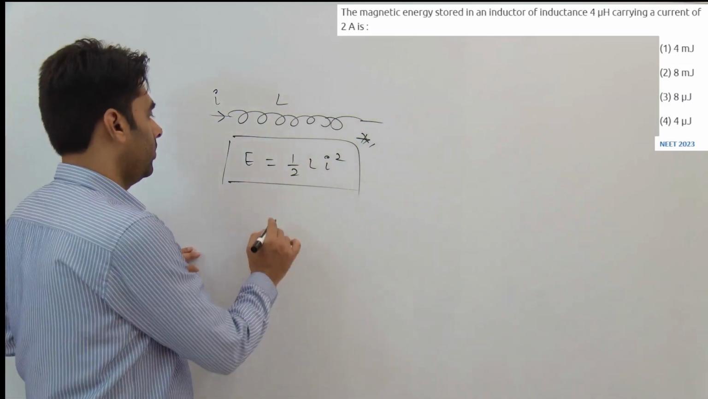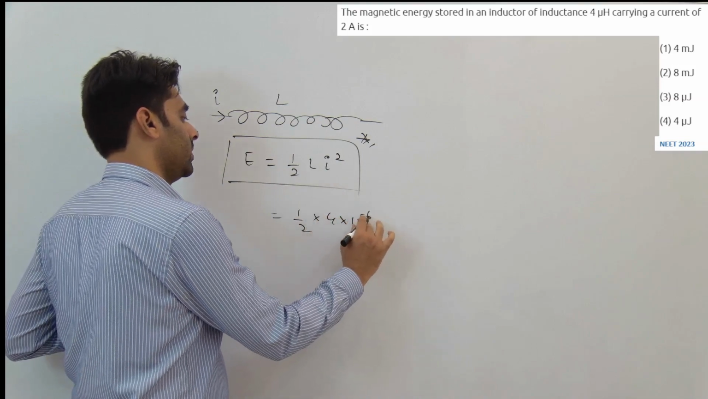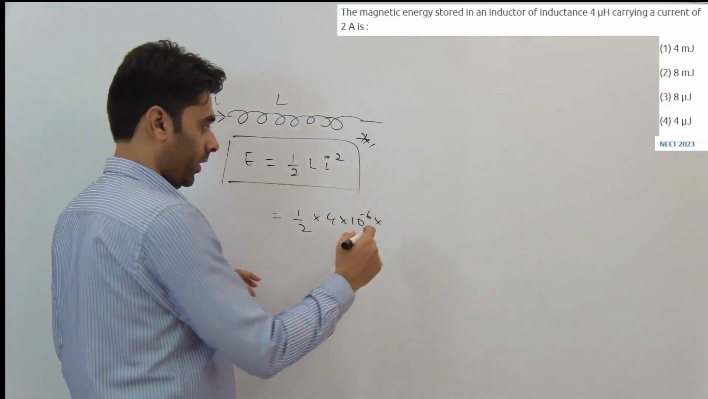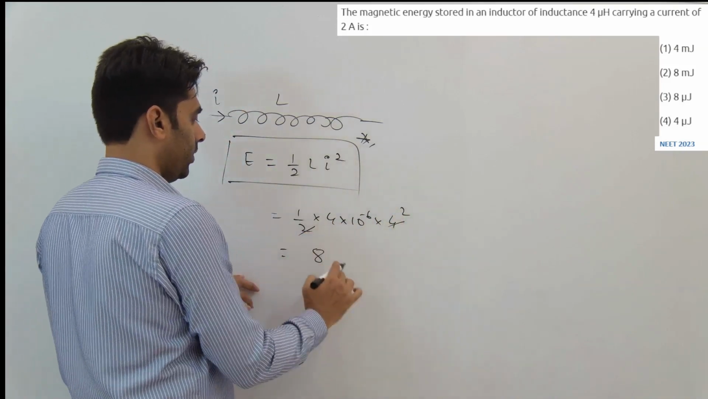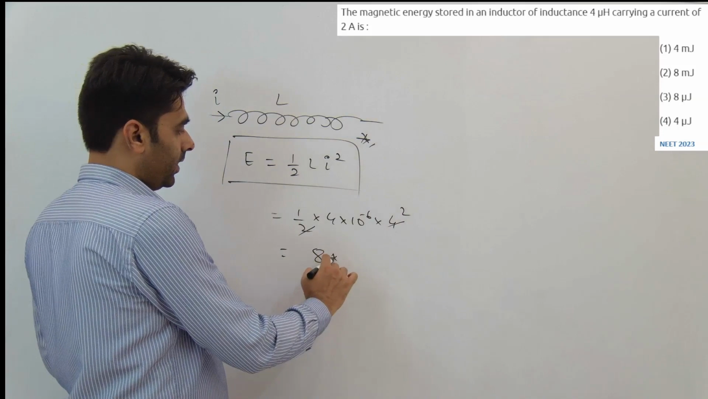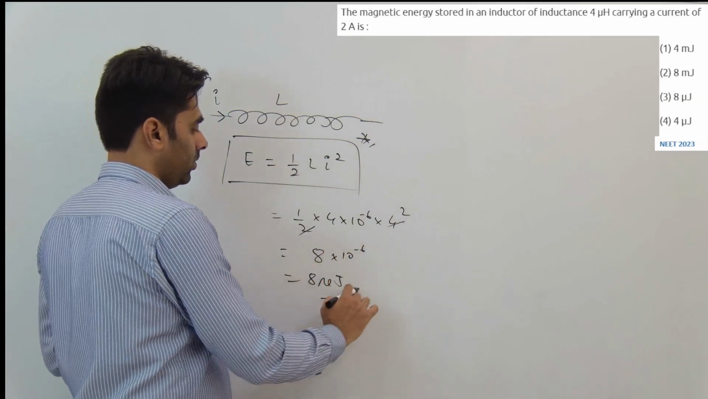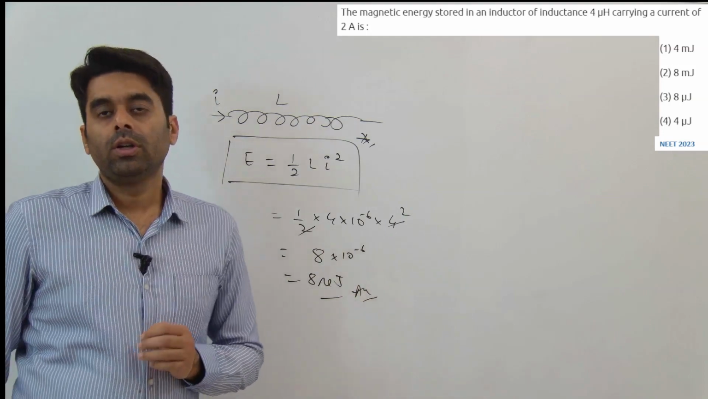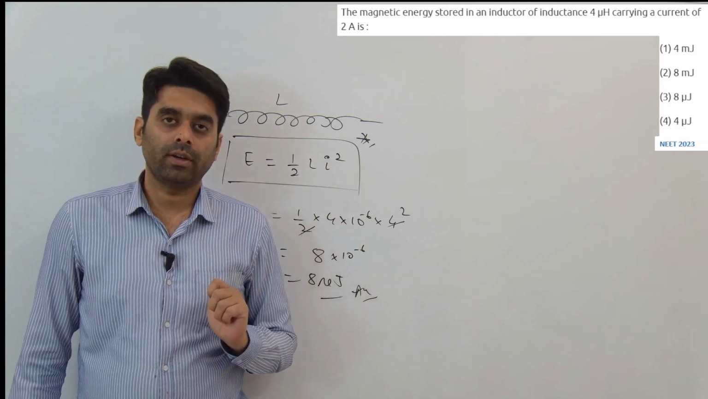So let's substitute: 1 by 2 into 4 into 10 power minus 6 into I square, 2 square is 4. So we get over here 8 into 10 power minus 6. So this becomes your 8 microjoule. Check your option. Option number C is our correct answer.